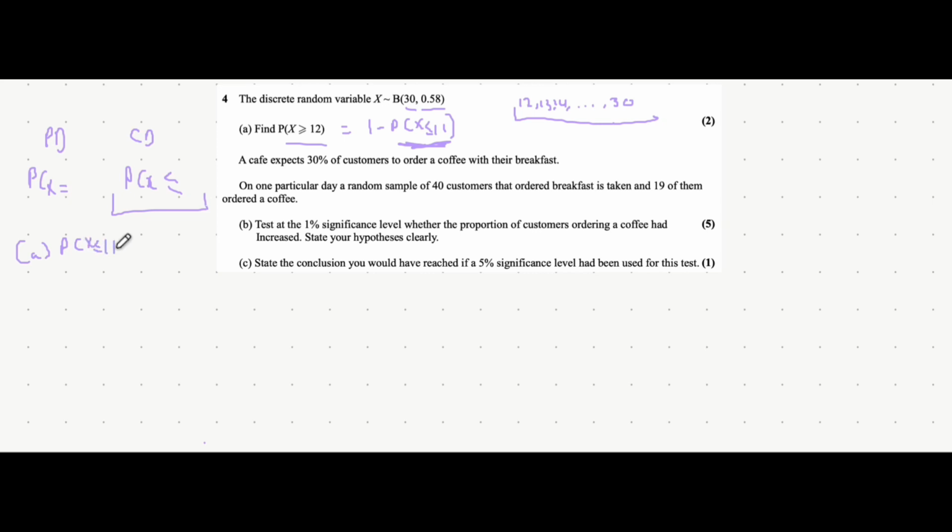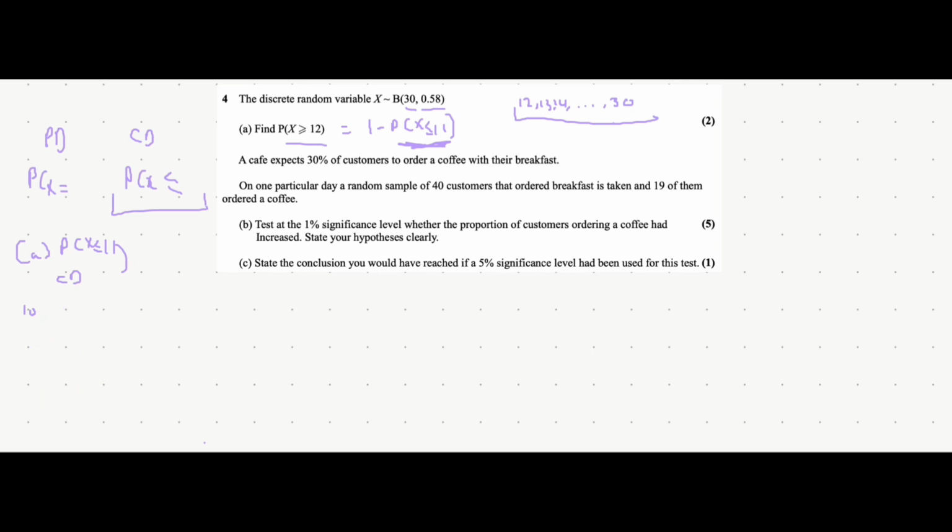On your CD function, there are two different ways of doing it on the calculator. I'll go through both ways. It really depends on your calculator. If you have the lower and upper section on your calculator, you'd put 0 for your lower and 11 for your upper, because the maximum that X could be is 11. You'd put n, the sample size, as 30 and the probability as 0.58. And that will spell out the right answer.